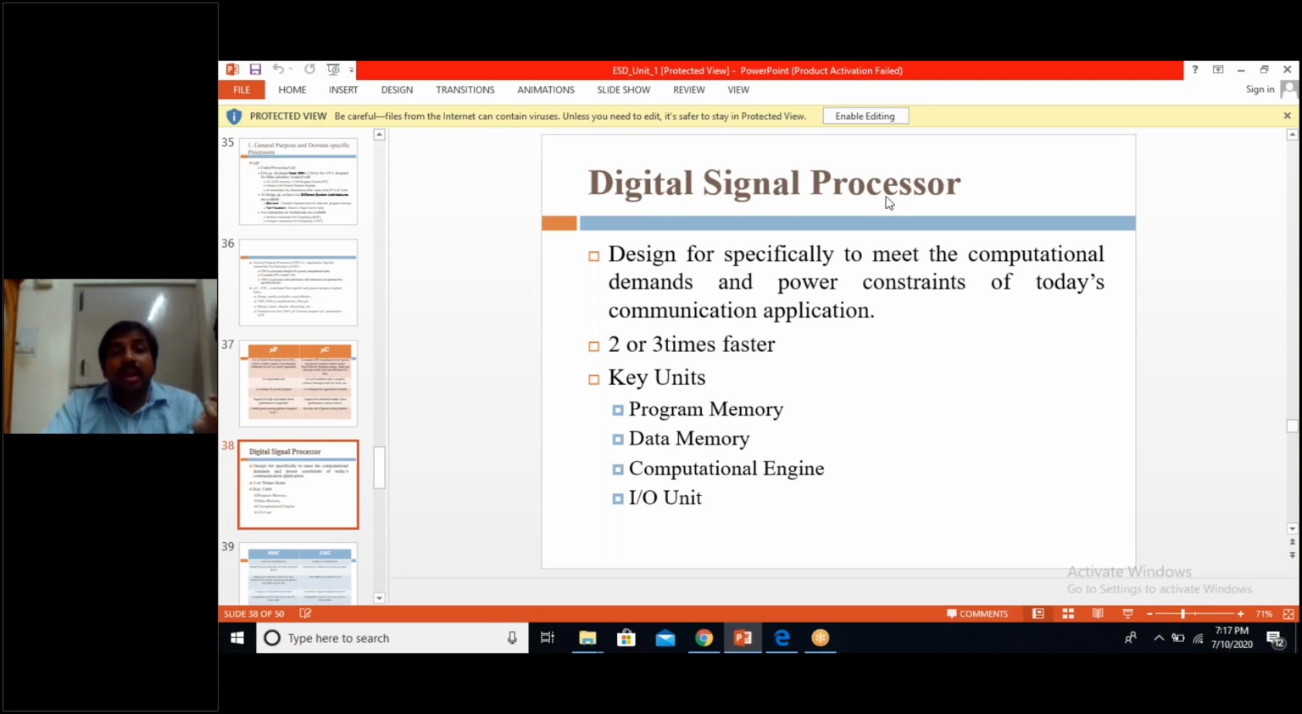Next is the DSP. DSP is nothing but a digital signal processor. In order to meet the demands and power constraints, we produce a specific DSP processor. Its architecture is designed specifically, and it is 2 to 3 times faster compared to other devices. The key units available in it are program memory, data memory, computational engine, and input output unit.